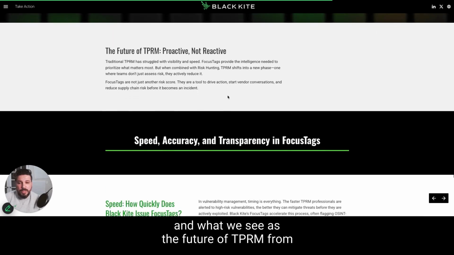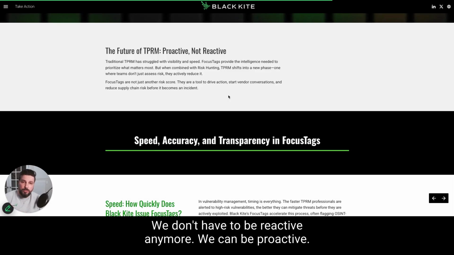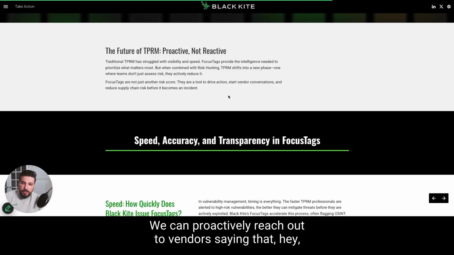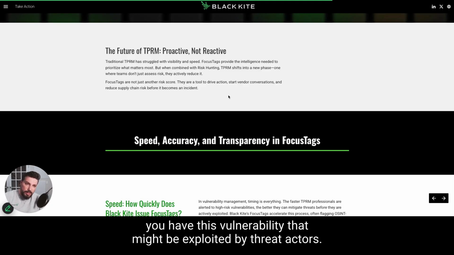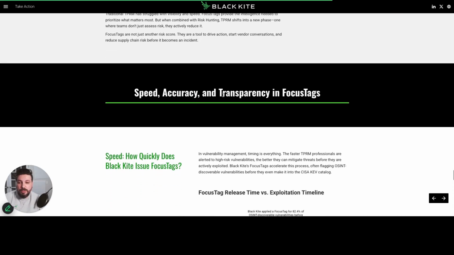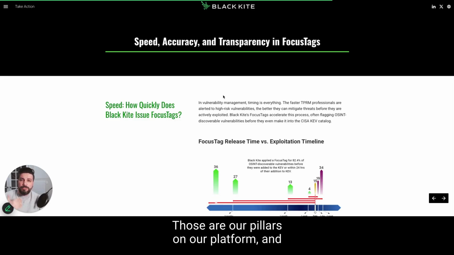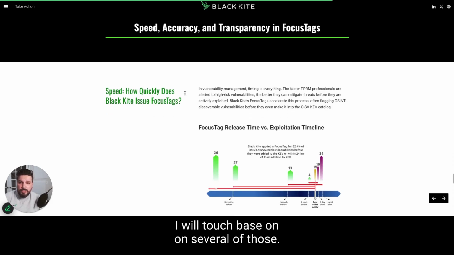What we see as the future of TPRM from the risk-associated-with-vulnerabilities perspective is that we can be proactive. We don't have to be reactive anymore. We can proactively reach out to vendors saying, "Hey, you have this vulnerability that might be exploited by threat actors. Take action now so that we don't get impacted by this problem." That's why speed, accuracy, and transparency are very important. Those are our pillars on our platform, and I will touch on several of those.